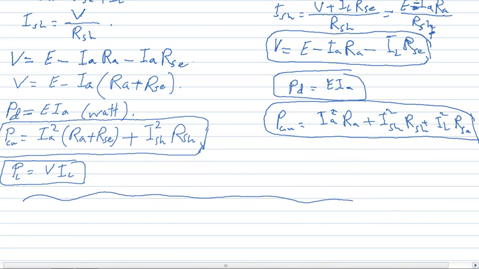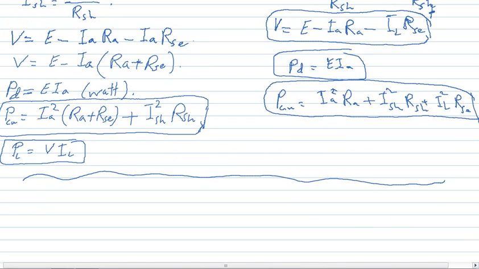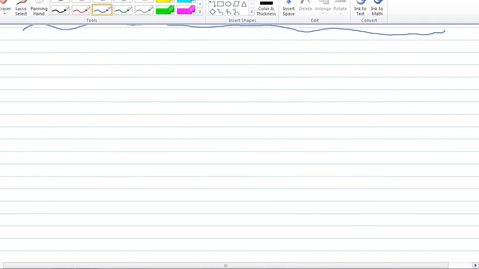Now, since we have seen all the types of DC generators, I will begin solving problems regarding DC generators. So example number 1.